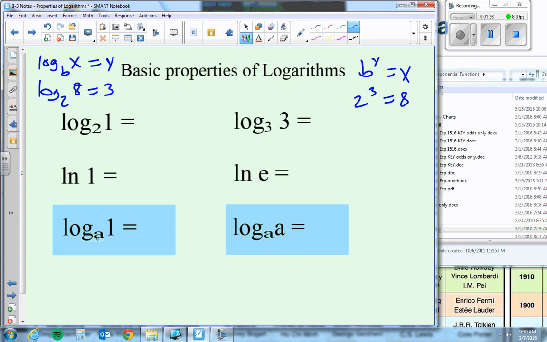Now, if you look at these, here's some basic rules we went over on Friday. The answer to all these is what? On the left column? 0, because 2 to the power of 0 is 1. This is base e. Natural log means log base e. And so e to the power of 0 is 1. And so, in fact, the answer to all these is 0. Whereas over here, the answer is all 1, because 3 to the power of 1 is 3. E to the power of 1 is e. Anything to the power of 1 is itself. Okay, so there's your basic rules.